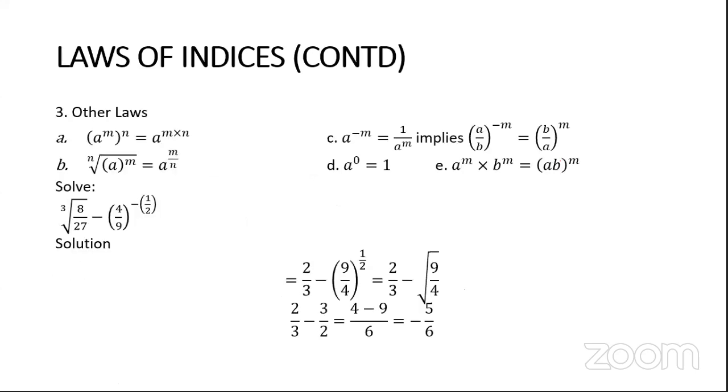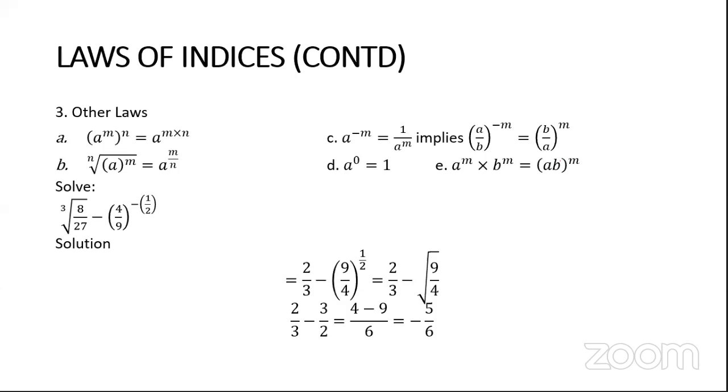The next one, other laws that we have. Those other laws, I just try to look at everything in totality. So we have a raised power m, also raised power n. So you multiply. If you have the nth root of a raised power m, it becomes a raised power m over n. You can also reverse that.